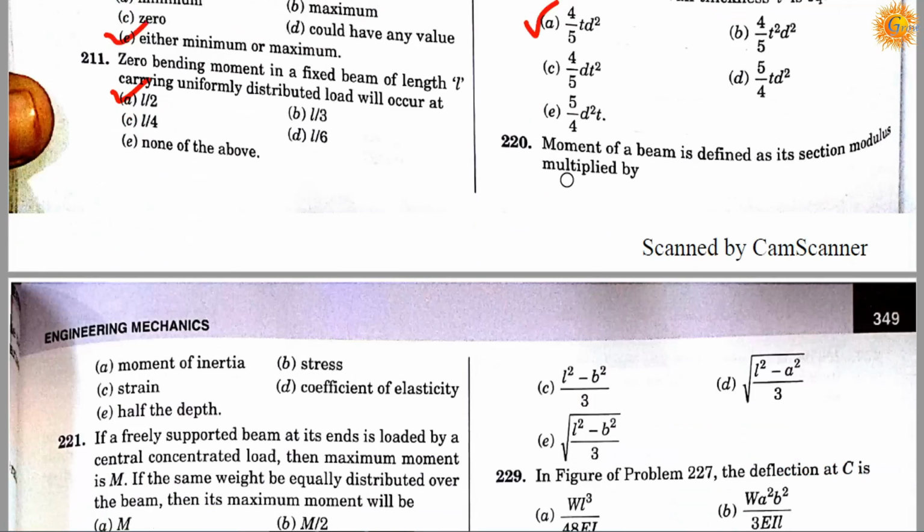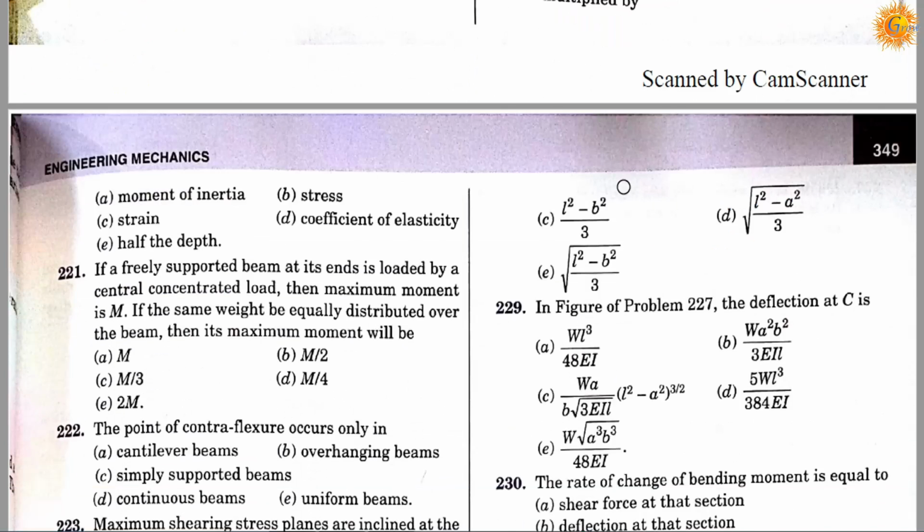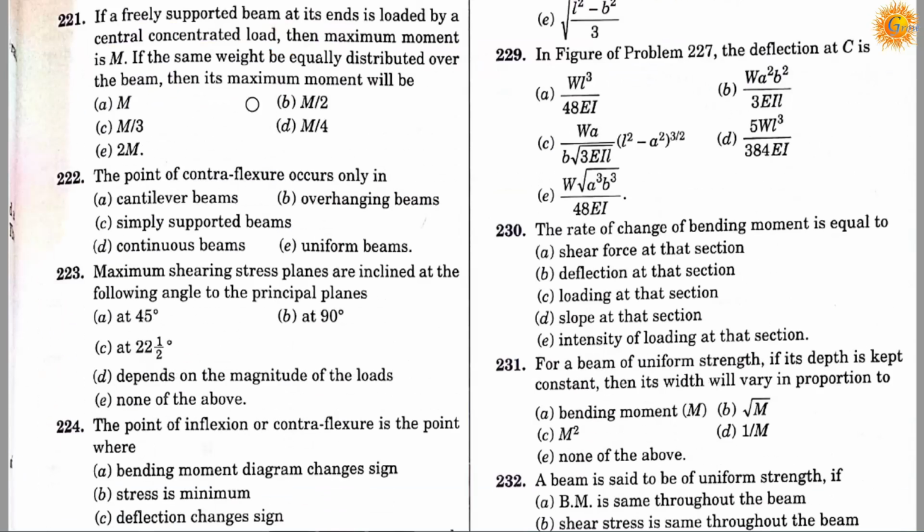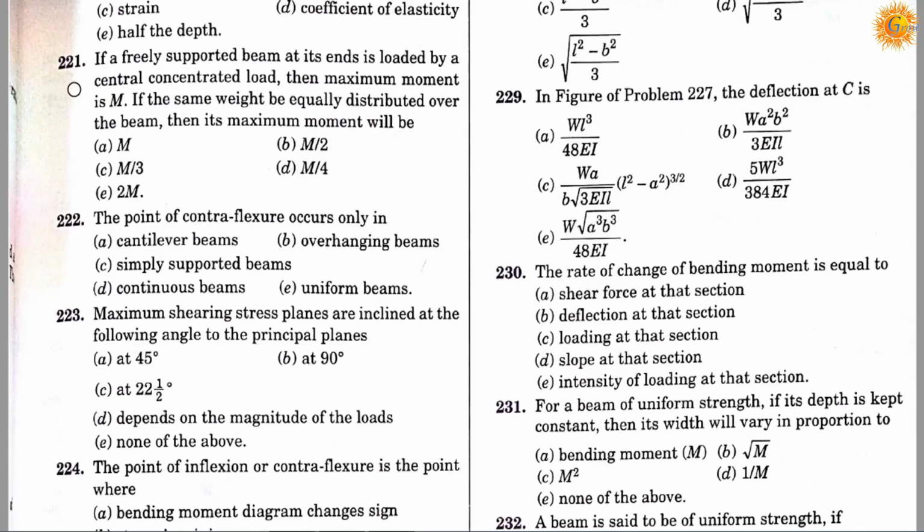Question number 220. Moment of a beam is defined as its section modulus multiplied by, option A is a moment of inertia, option B is a stress, option C is a strain, and option D is a coefficient of elasticity, and option E is a half the depth. So correct answer is B. It will be stress.